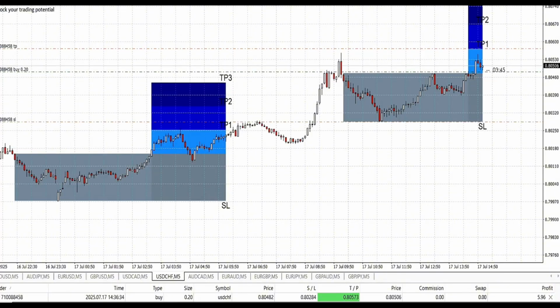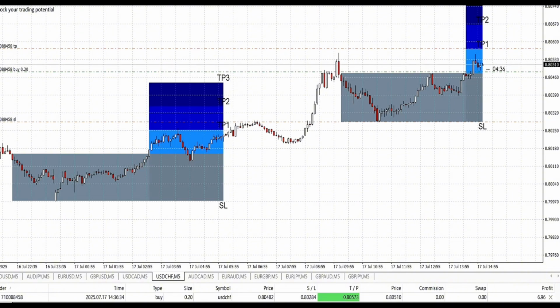Avoid low volume times, like late nights or weekends. Skip major news events. They can cause sudden market moves. And always practice on a demo account first. Once you feel confident and consistent, then move to real trades.